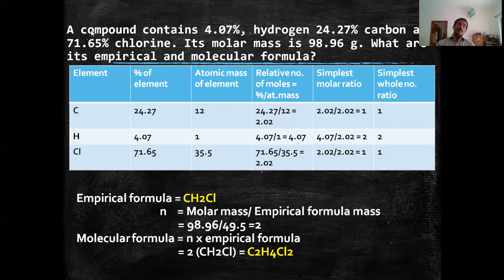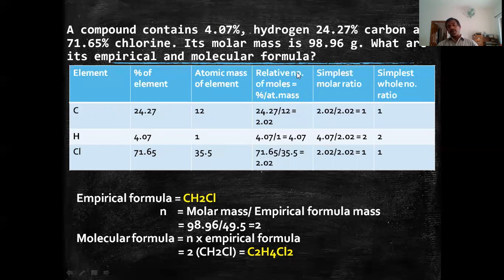In the case of organic compounds, you have to write carbon first. Then in the order of increasing electronegativity. So in organic chemistry, you have to write the element carbon first. Then the next one, hydrogen, chlorine. Write percentage of element. Carbon 24.27 is given here. Hydrogen 4.07 and chlorine 71.65. Atomic mass, carbon 12, hydrogen 1 and chlorine 35.5.